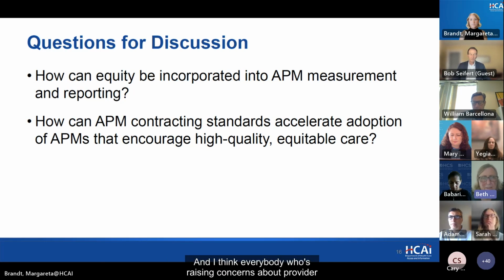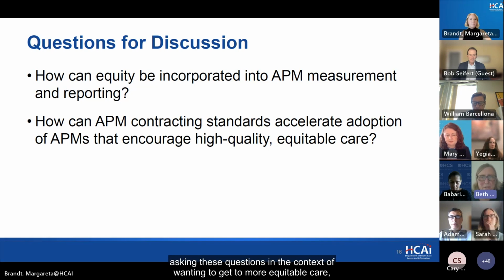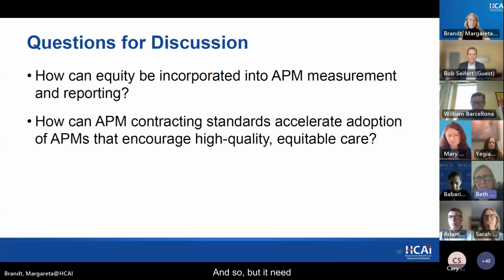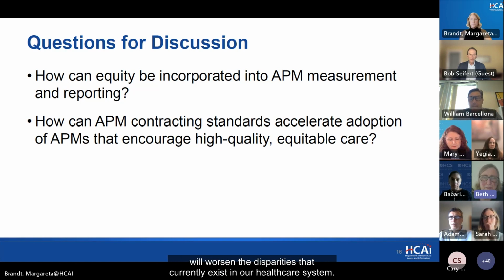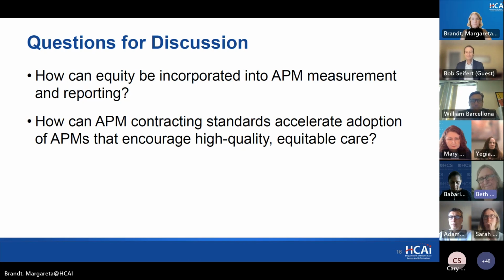And I think everybody who's raising concerns about provider burden or data collection knows that, and they're asking these questions in the context of wanting to get to more equitable care. But this needs to translate down to the provider level or it will worsen the disparities that currently exist in our healthcare system. Not a question, a comment.